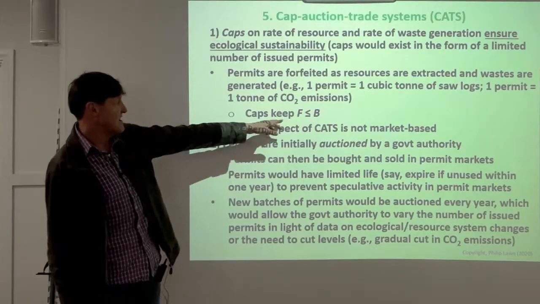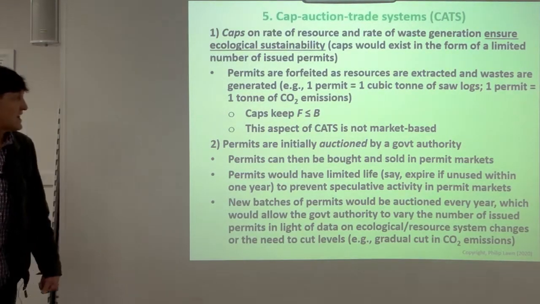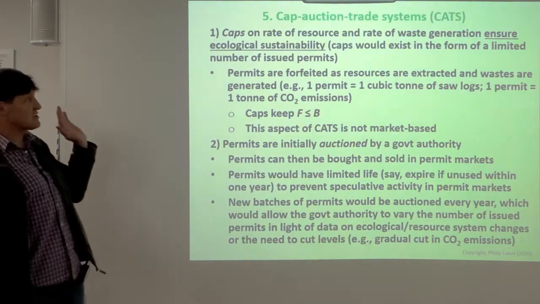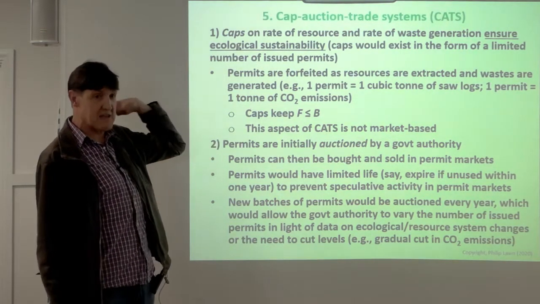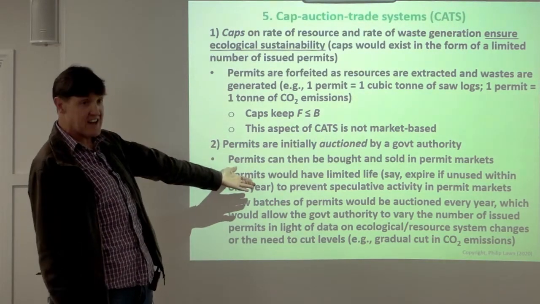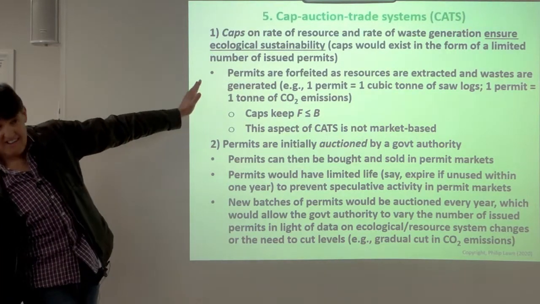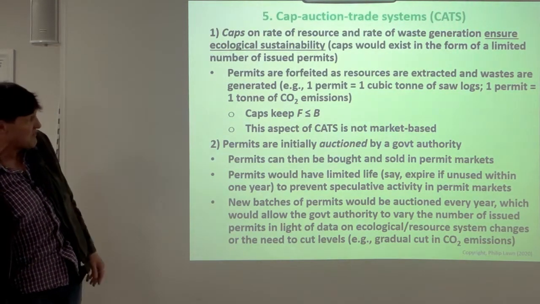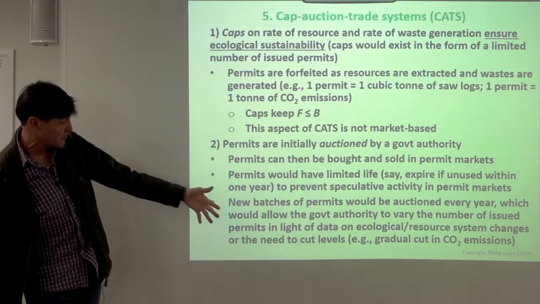But basically caps keep F less than or equal to B. Now this is interesting, because a lot of people talk about cap auction trade systems as a market instrument to achieve sustainability. Wrong. There is a market-based element, and I'll get to that. But the cap is the regulation. It's not determined by demand and supply, it's determined by what the rate of resource use and rate of waste generation should be to be within ecological limits. It's based on ecological grounds, and the caps have nothing to do with markets whatsoever.